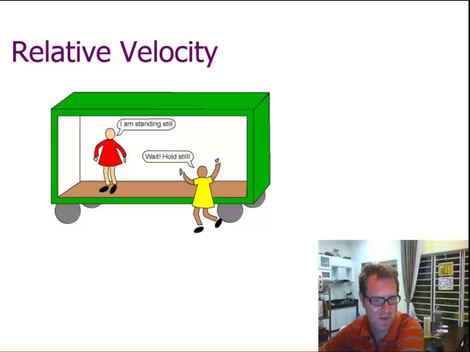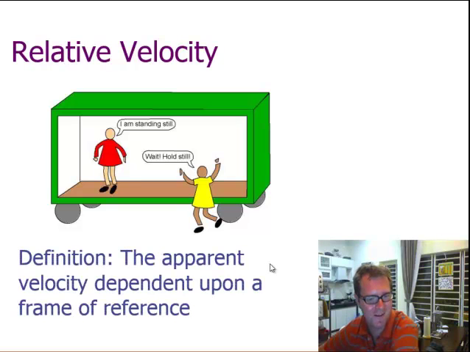In this case, the train is moving and the person is not, and they're being told to wait and hold still, and they're like, I am standing still. It's all about the relative velocity, and this requires us to think about what's required as a frame of reference. So relative velocity is the apparent velocity dependent upon a frame of reference, and we can select the frame of reference, and sometimes it's useful to interchange these frames of reference to allow us to do certain calculations.